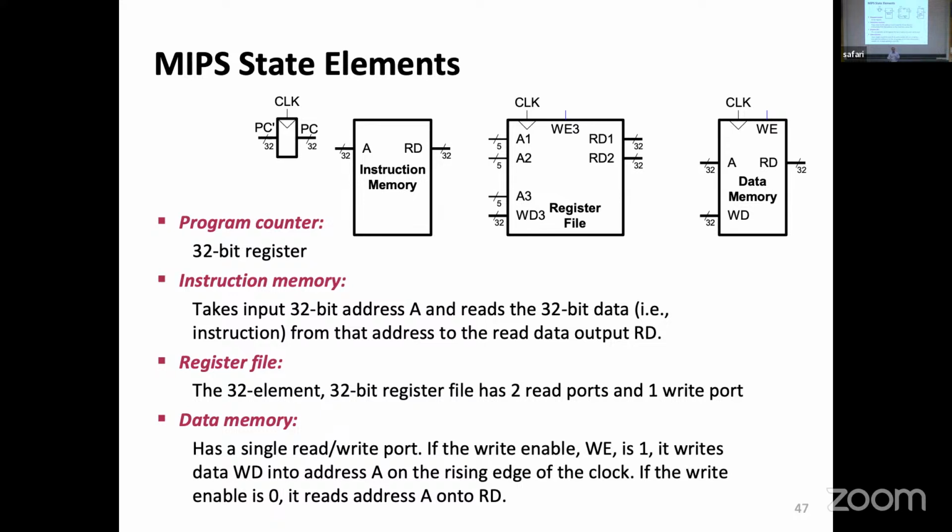What we understand is there are different elements that make up the processor, and some of them can hold state. So the state holding elements are the program counter, which is a 32-bit register. This is the one that points to the next instruction. We have a part of the memory, which is an instruction memory.